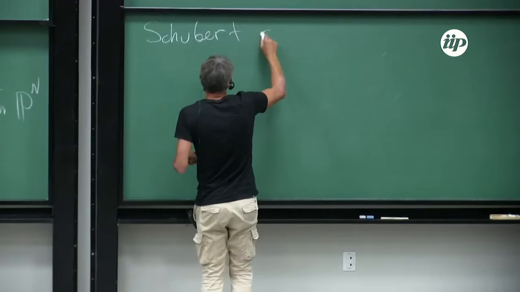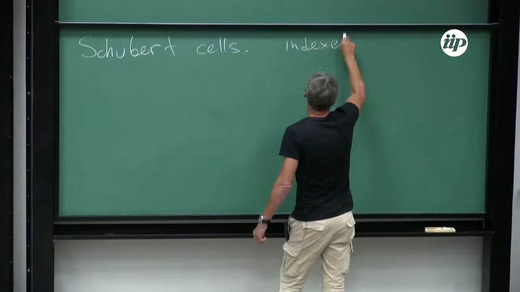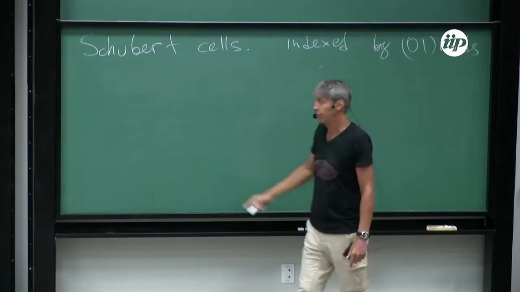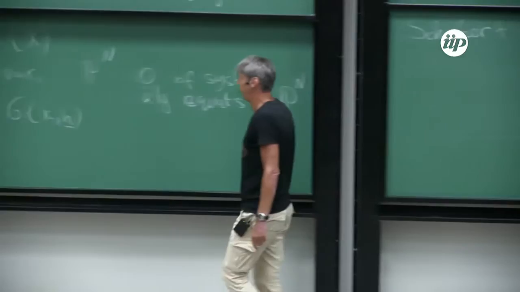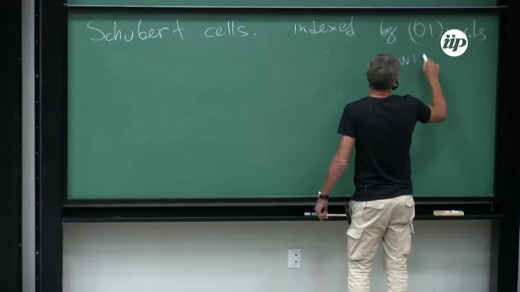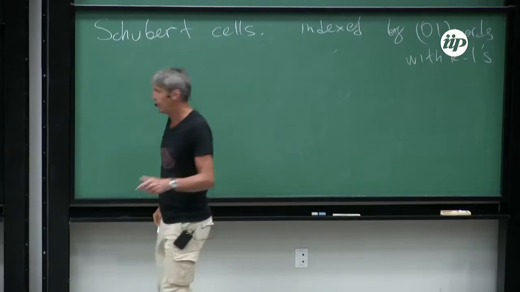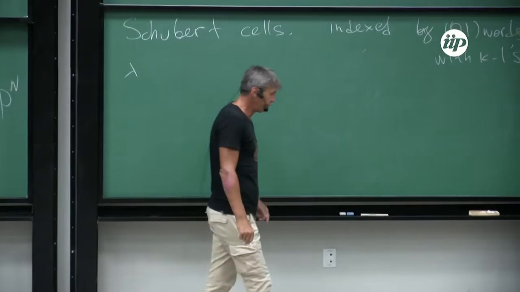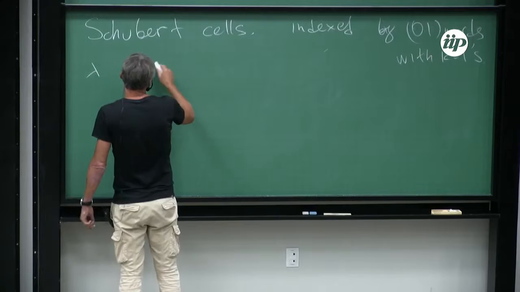cells, and they are indexed by the same data, by 0,1 words. Of course, if I'm talking about the Grassmannian of k-dimensional subspaces in n-dimensional space, then it would be 0,1 words with k ones. I give myself one of these and call it lambda. So it's a 0,1 word. And then I write the appropriate Schubert cell in the Grassmannian.